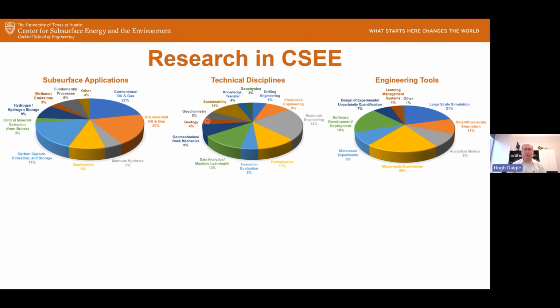Our researchers span a broad range of technical disciplines, including reservoir engineering, which is very strong, but also petrophysics, conventional geology, sustainability, data analytics, and machine learning. You can get a flavor for that from this diagram. And the tools we use for investigation include experiments at both large and small scale, simulations at very large and very small scales, and software development and other types of engineering tools.